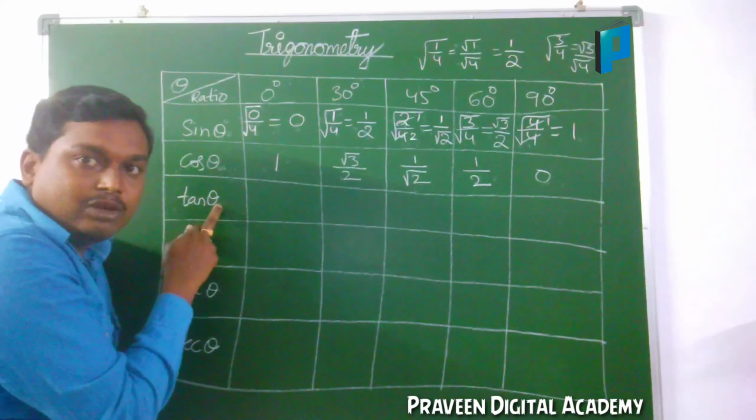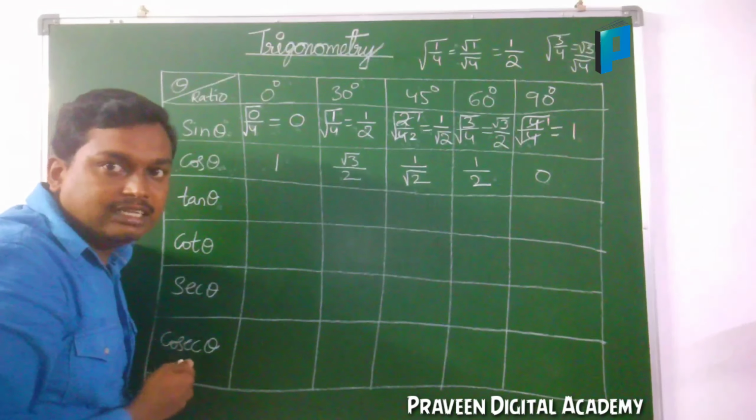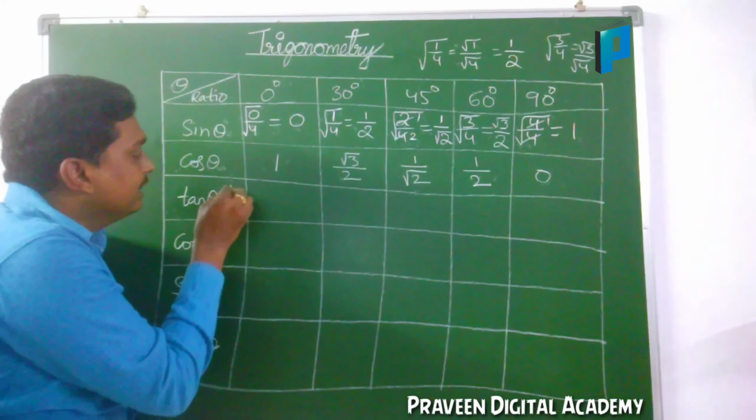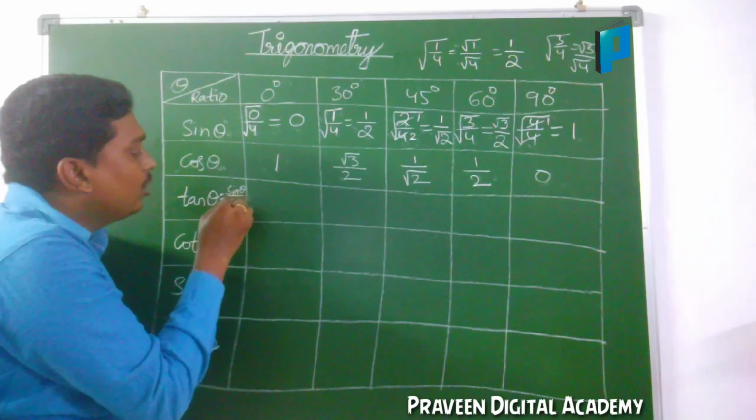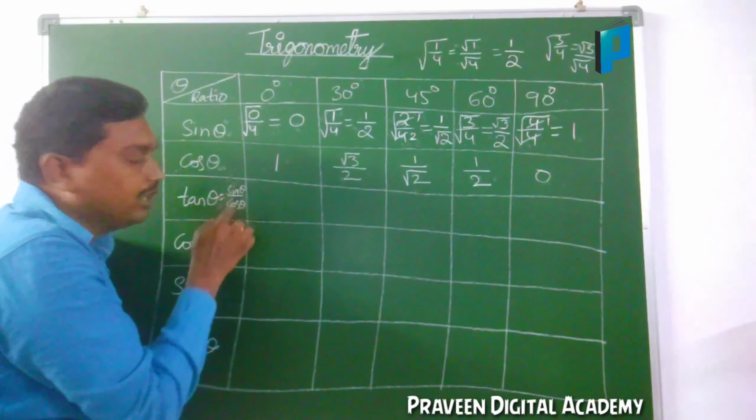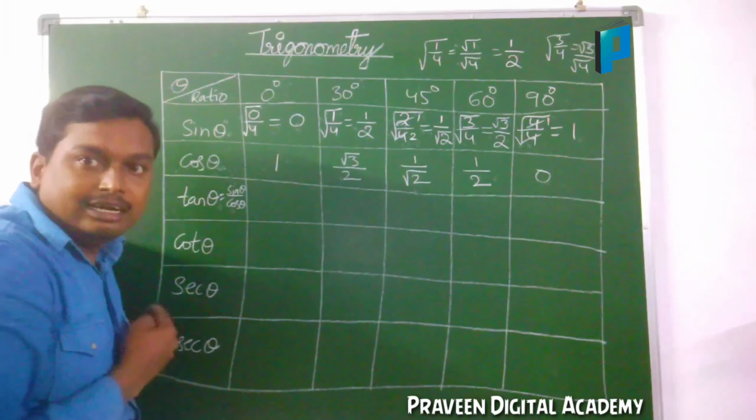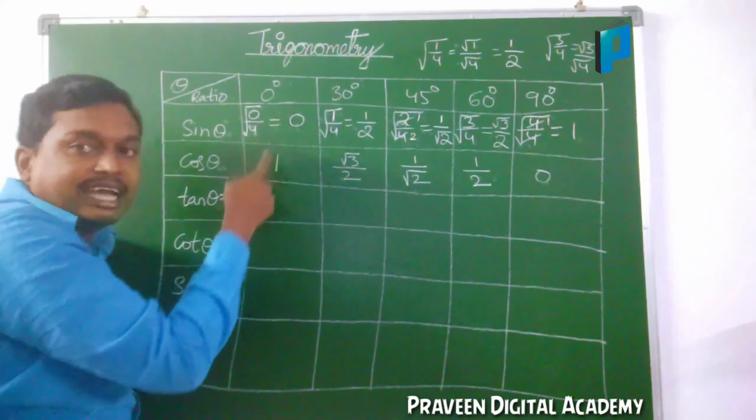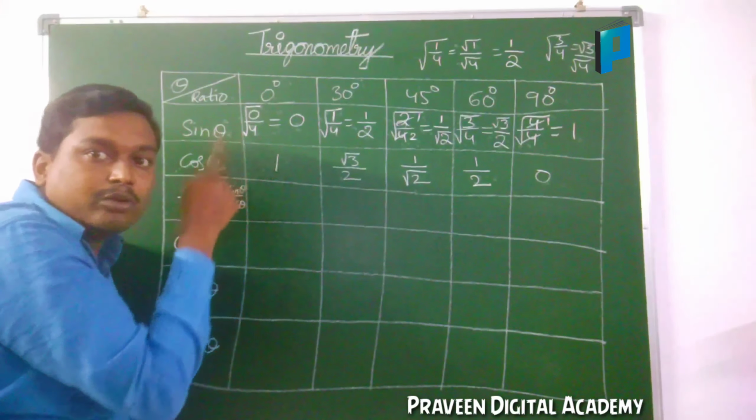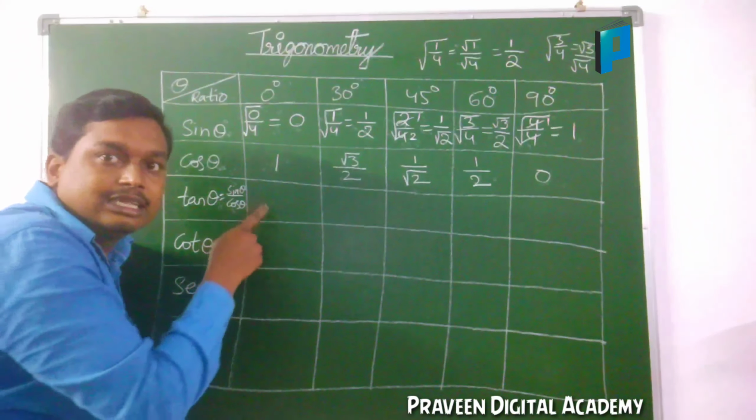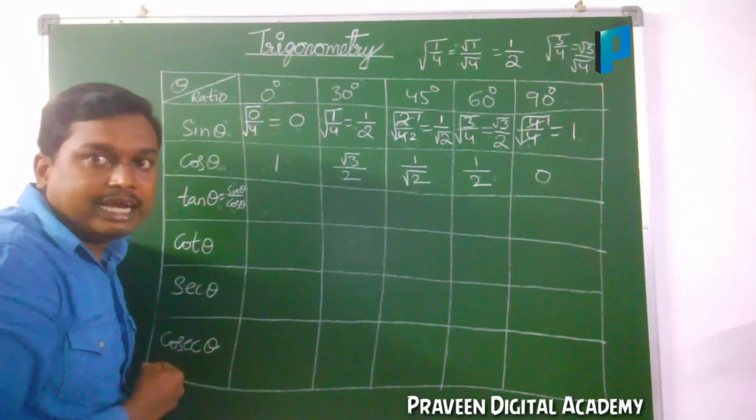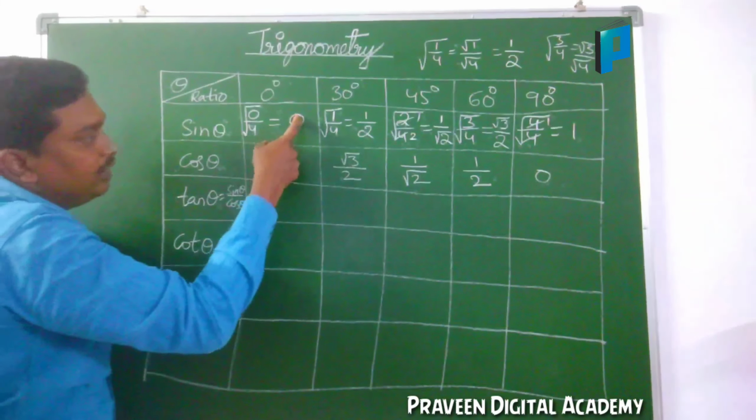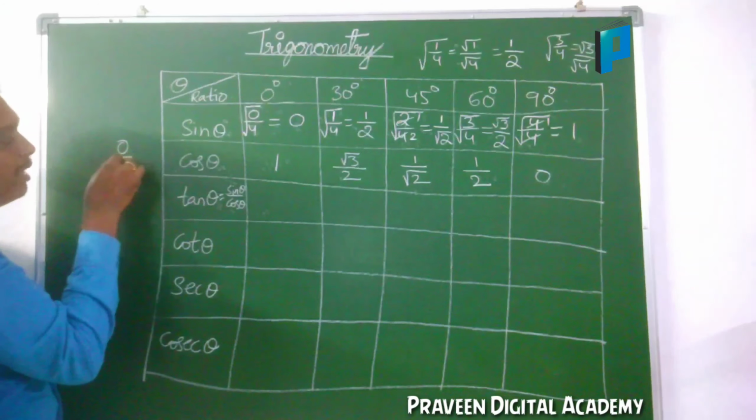Now tan theta is nothing but sine theta by cos theta. If you divide sine by cos, whatever solution we get, we can take it as tan theta. Here 0 by 1. What is 0 by 1?